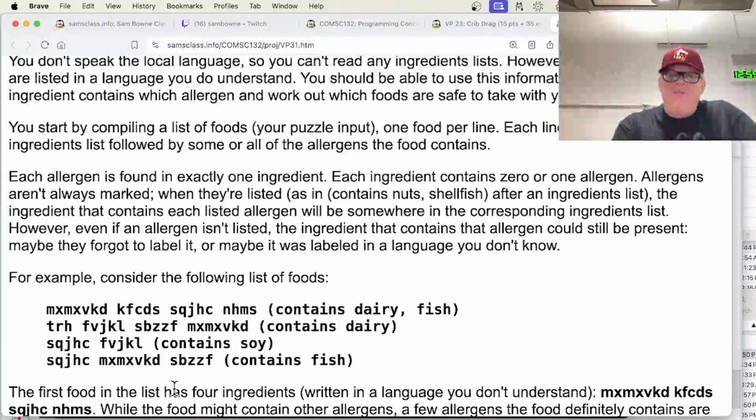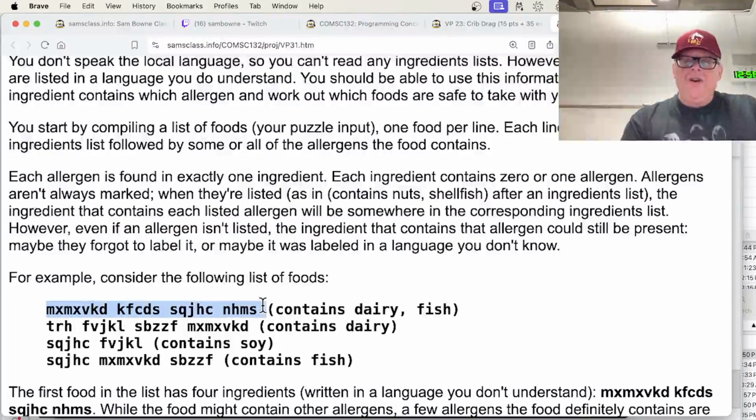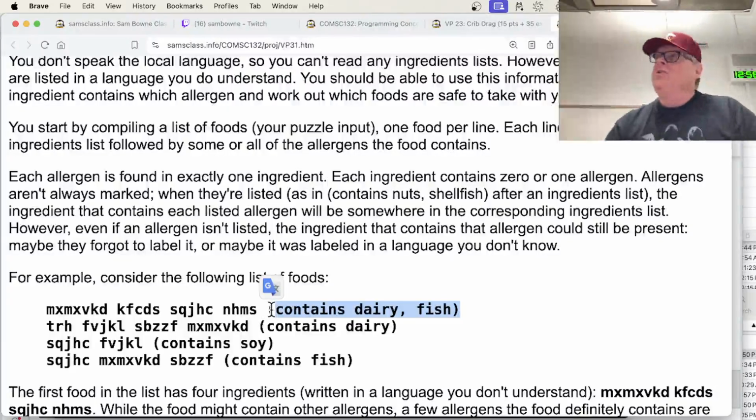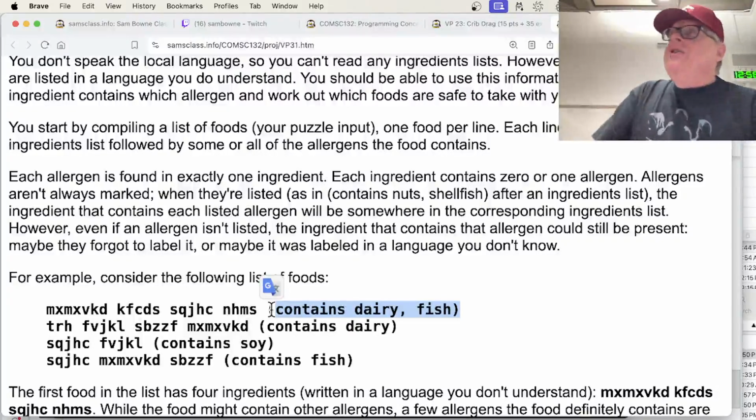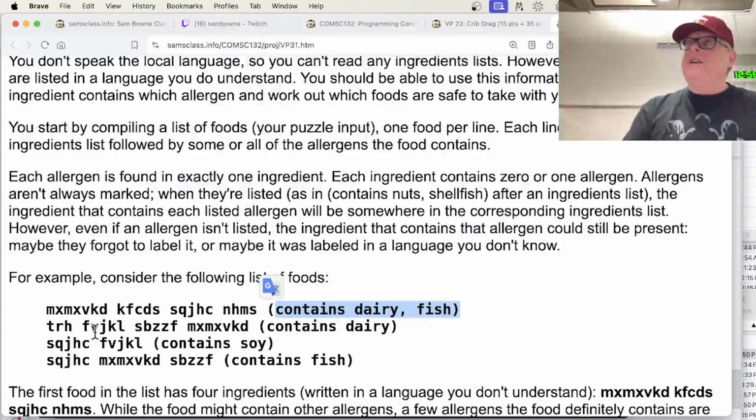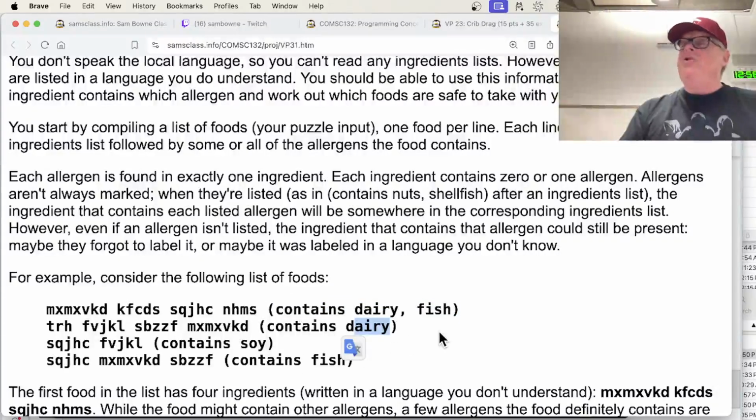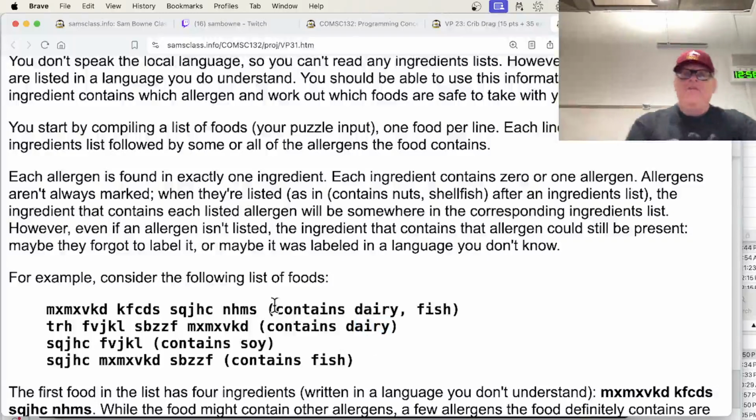So here are your inputs. This is a list of ingredients, these unreadable words, and these are the allergens that are contained. But there are rules, and the rules are every allergen is in only one food item, one ingredient, and this list is not exhaustive. There might be other allergens not mentioned here in a language you can't read. So you can figure out what's going on here.